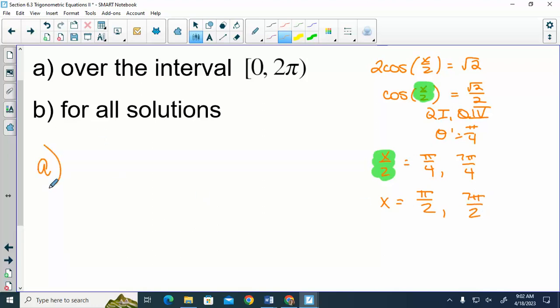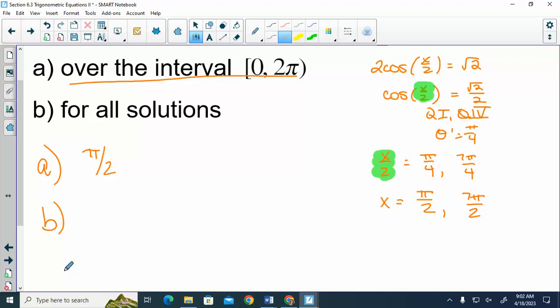Part A. I wanted just the solutions between 0 and 2 pi. Are both of these between 0 and 2 pi? If you're not sure, think about, like on your calculator, you can divide. So pi over 2, so if you do 1 over 2, that's 0.5. 0.5 is between 0 and 2. 7 over 2 is 3.5. Is that between 0 and 2? No. So the only answer between 0 and 2 pi is pi over 2. And again, I'm only giving that because I asked for it just on that particular interval.